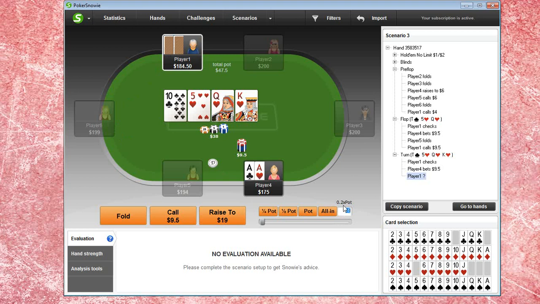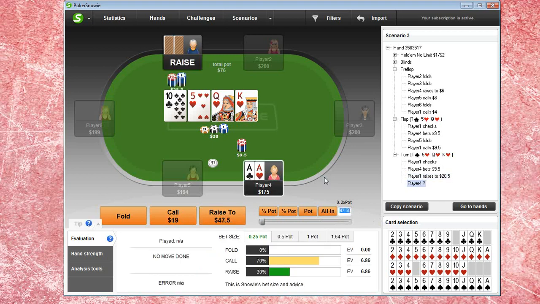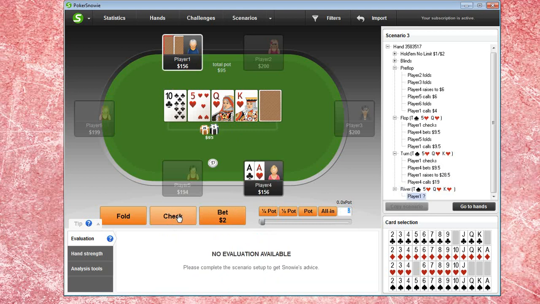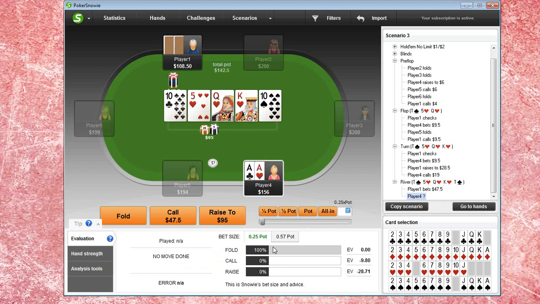Let's say he raises bigger. Let's say he doesn't go standard size. Let's say he raises 3x. I'm curious if I still am calling this. Yeah, so we're still calling it. So call. 10 of spades. He bets, let's say half pot. We're still folding. Anything else, minus EV.